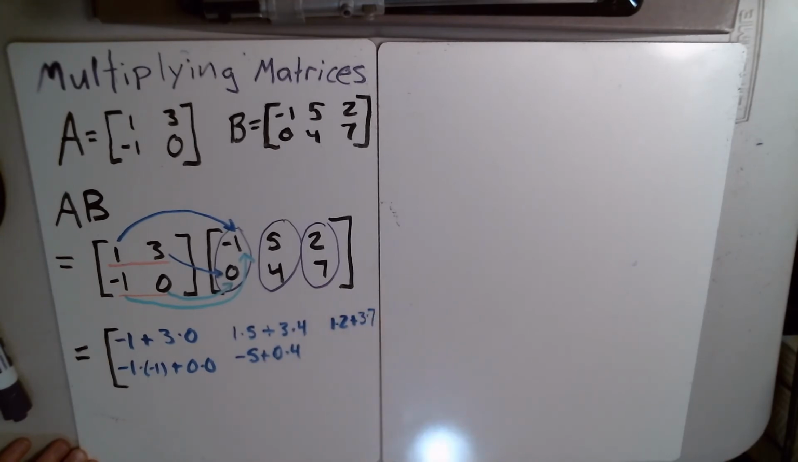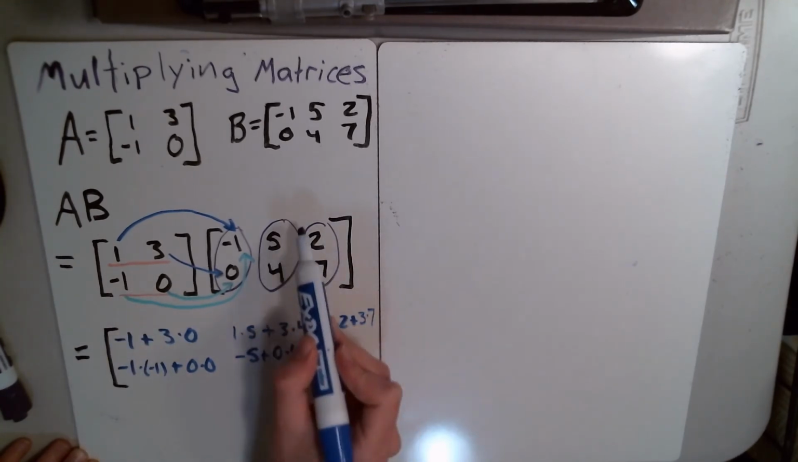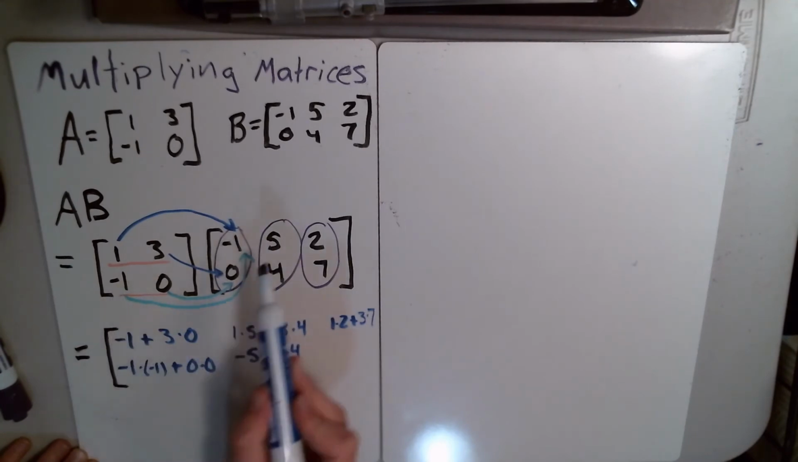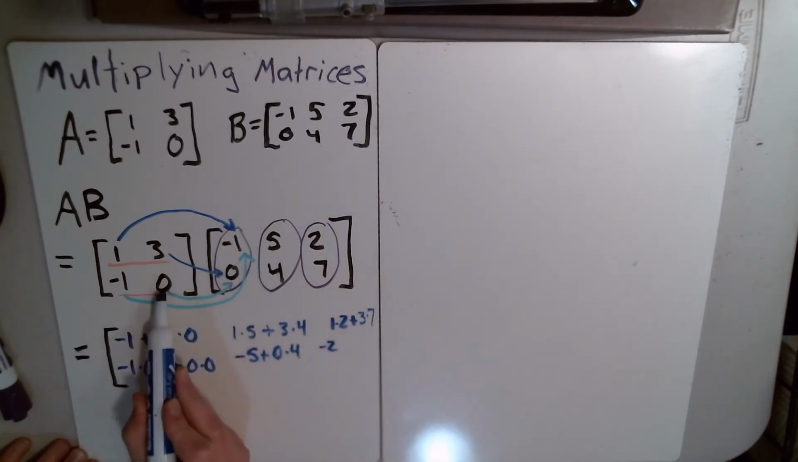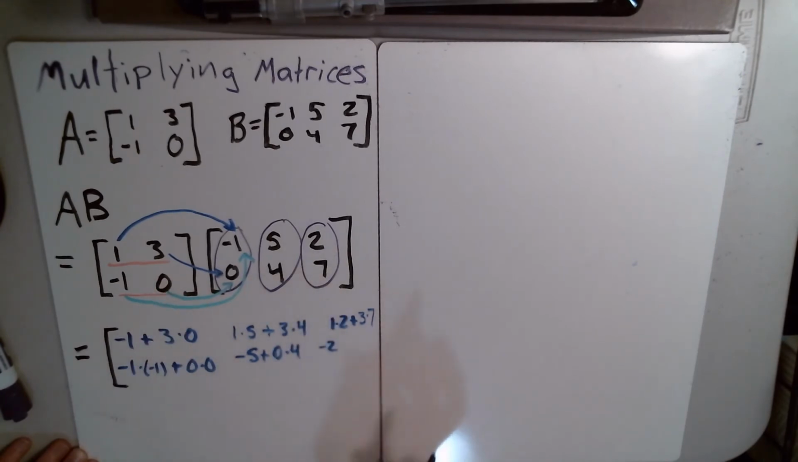Running out of space. Okay? And then we do the second row, because now we're in the second row here, times the third column. So -1 times 2 is -2, and 0 times 7 plus 0 times 7. Okay? So that's how we multiply matrices.